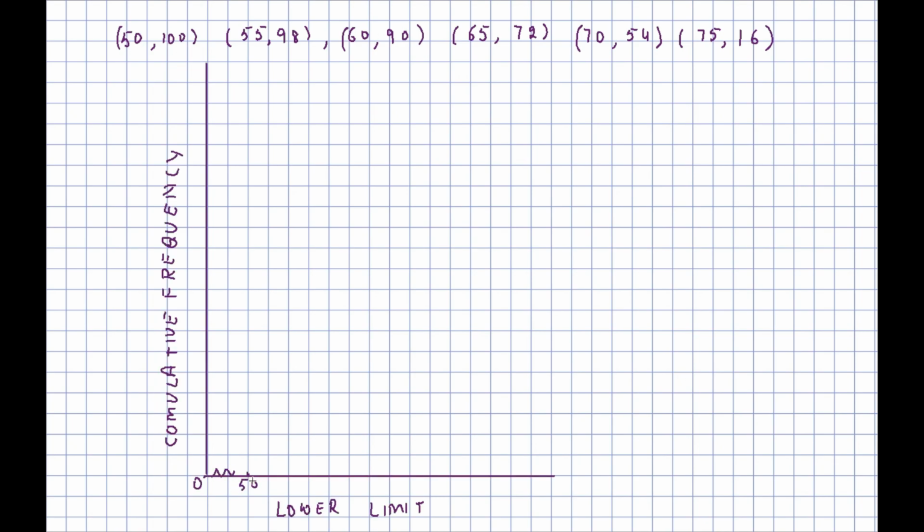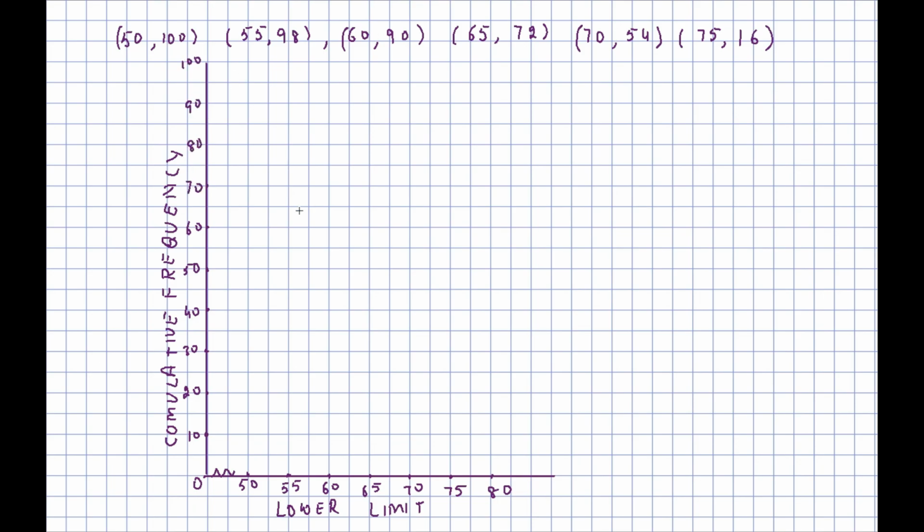Now the coordinates are 50 and 100, 55 and 98, 60 and 90, 65 and 78, 70 and 54, 75 and 16. Now we'll draw x-axis and y-axis. So that is 50, 55, 60, 65, 70, 75 and 80. On y-axis we will write cumulative frequency. We will take the difference of 10. So write 10, 20, 30, 40, 50, 60, 70, 80, 90 and 100.